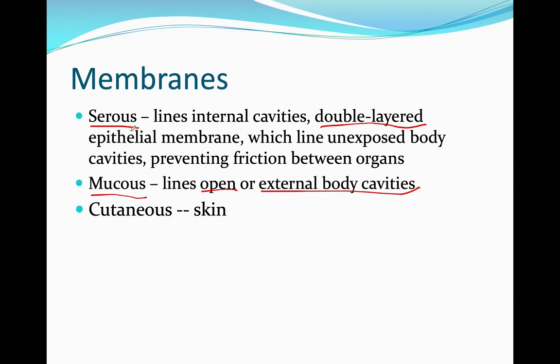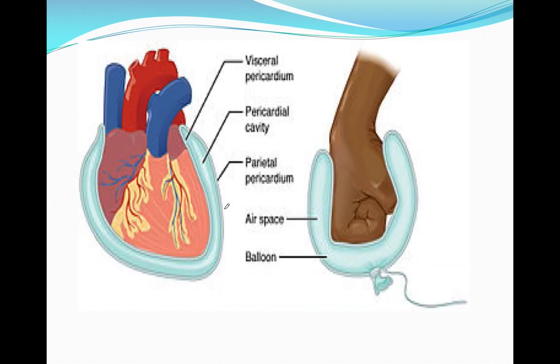Serous is going to be enclosed, unexposed body cavities. And then my 3rd type that we're adding, cutaneous, is going to be the skin. So remember, this is my double baggie with the fluid in between. This particular one is my pericardium, right? With the pericardial fluid in it.